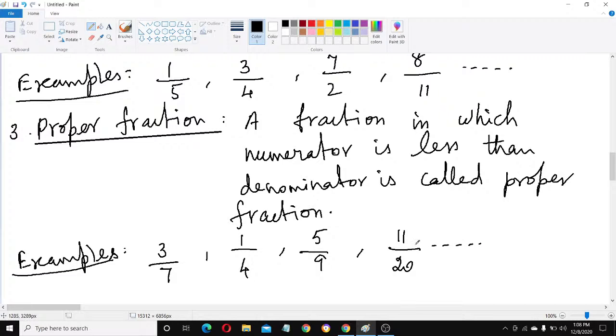So you can write your own example. The numerator should be less than the denominator. See, numerator 3 is less than denominator 7. Numerator 1 is less than denominator 4. Numerator 5 is less than denominator 9. In the last fraction, numerator 11 is less than denominator 20. So you know which are called like fractions, unlike fractions, proper fractions. Now third type.